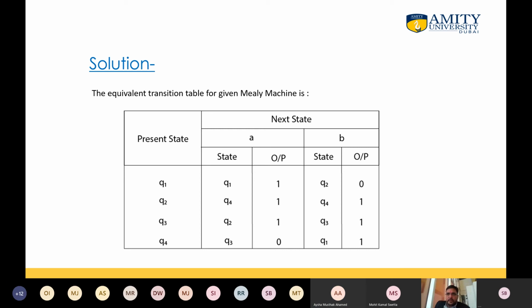Is anybody having any confusion in this? No, sir. So now, what will you do? For Q2, output 0 and for Q2, output 1, you will split this Q2 into 2 parts. One state you will make Q2 0 and one state you will make Q2 1. So for the Q2 0 state, the output will be 0 and for the Q2 1 state, the output will be 1. Understood?